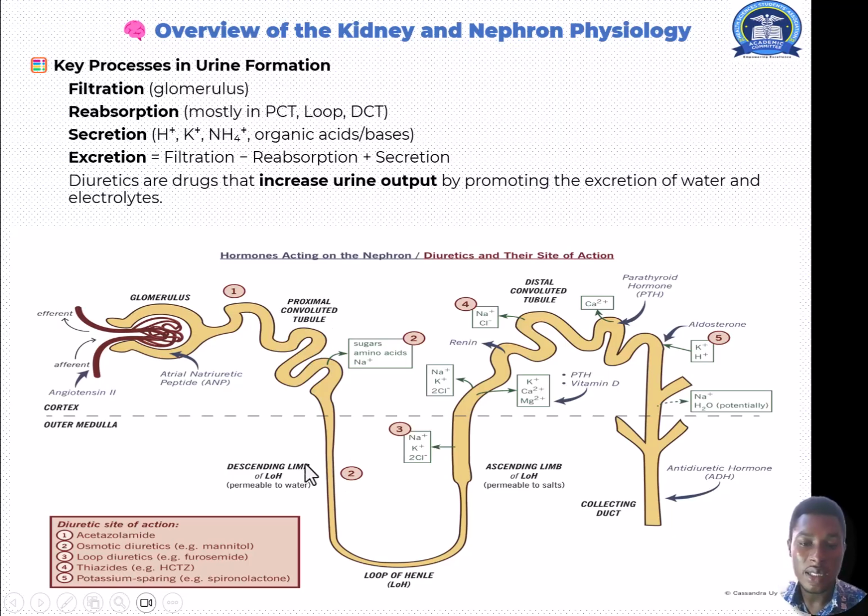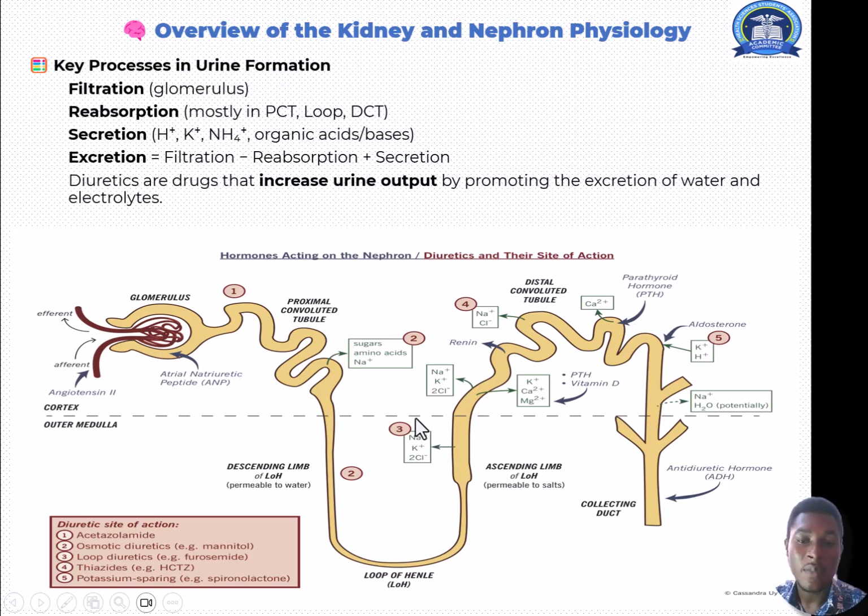Then the descending limb of the loop of Henle is permeable to water. So we want to get some diuretics that would increase water excretion here, and the ones that act here are the osmotic diuretics too. They can have effect here. Okay, then we have the ascending limb. The ascending limb has a channel called the sodium potassium chloride channel that helps in the reabsorption of sodium, potassium, and the chloride.